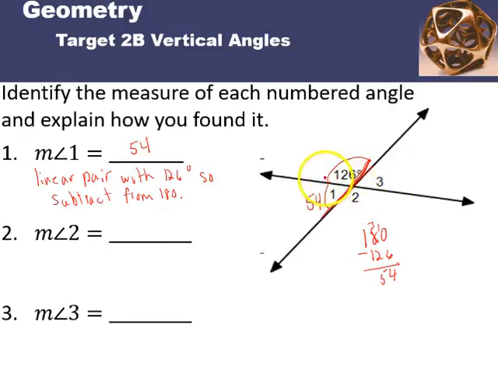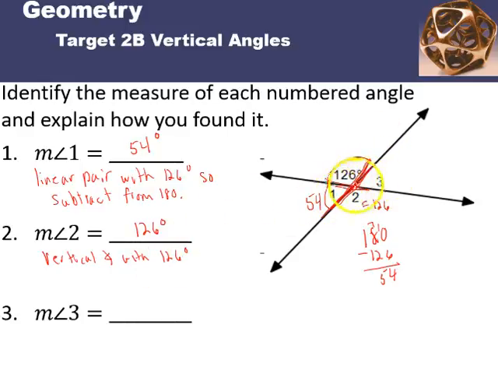Okay, now number 2. Look at 126 and 2. Do you see how they're right across from each other? And I have an X between them, so that means that these are a pair of vertical angles. So 126 and 2 are vertical angles. Remember, we have a theorem that says all vertical angles are equal. So 126 and 2 are equal to each other, so that means 2 has to be 126 degrees. This is 54 degrees, and this should be 126 degrees. And again, it's a vertical angle with 126. That's how I knew what angle 2 was.